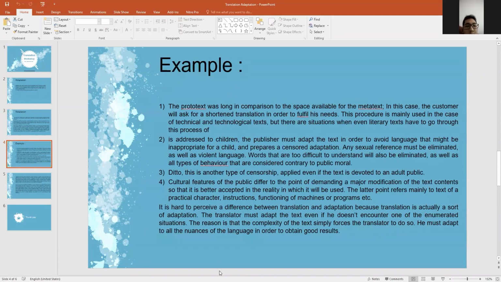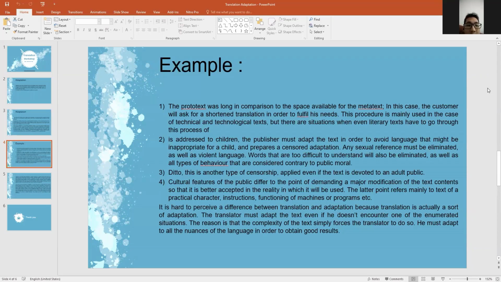Okay, and for the examples of adaptation technique in translation, the first is when the proto text was long in comparison to the space available for the meta text. In this case, the customer will ask for a short-term translation in order to fulfill his needs. This procedure is mainly used in the case of technical and technological texts, but there are situations when even literary texts have to go through this process.